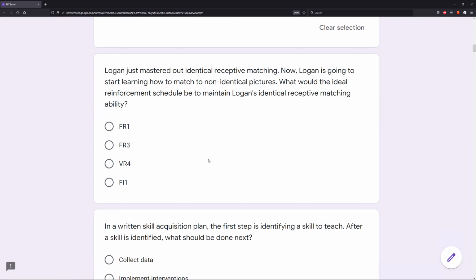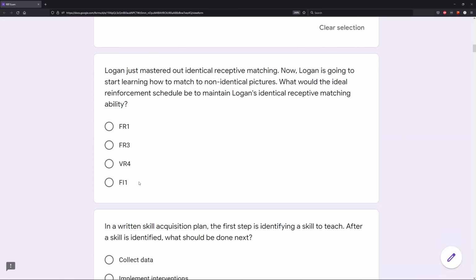VR4, yes, okay, even better, right? Our VR schedule is our strongest basic reinforcement schedule. And we want to maintain this identical receptive matching ability. VR4 would be excellent. Logan can't predict when reinforcement is coming. Reinforcement is going to be delivered at random or on an average and for a higher amount of responses than an FR1 and an FR3. VR4 looks pretty good. Let's look at D, fixed interval 1.